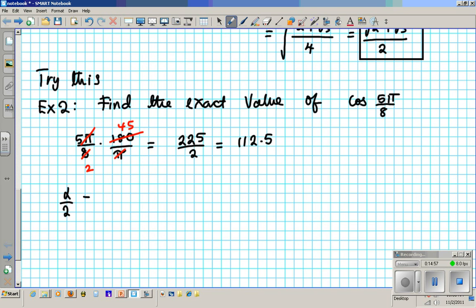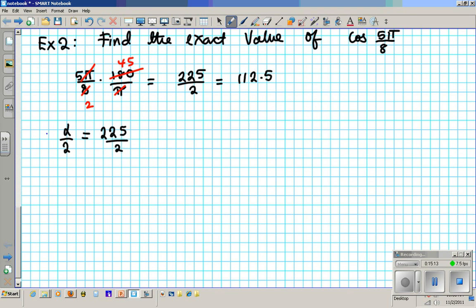So we have alpha over 2 equals 225 over 2, okay? If alpha over 2 is 225 over 2, then obviously alpha is equal to 225, right? If you just multiply both sides by 2, the 2's come off, and then you have alpha equals 225. Now 225 is on the unit circle, but 112.5 is obviously not there. So this is what we're going to use to calculate the cosine. You always have to double whatever angle you're given first to find out what the value is.